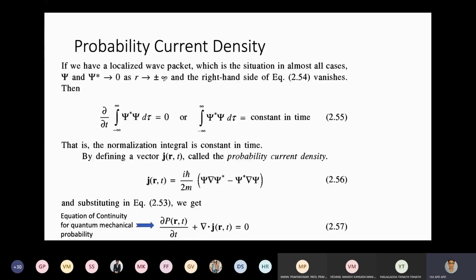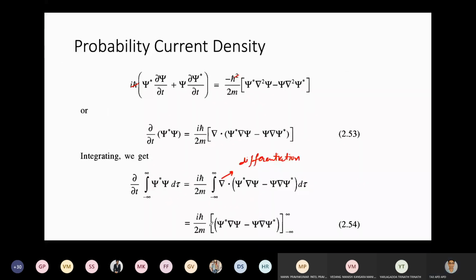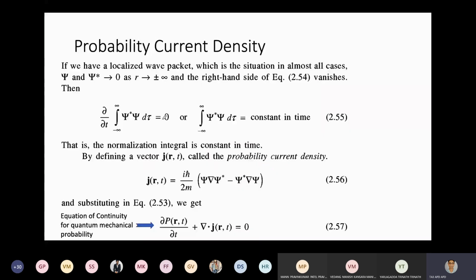If this is going to be equal to 0, then this term, what will it become? It will become constant. del by del t of this whole term is going to be, because that is equal to 0, so this whole term is going to be equal to constant in time. Okay, so this is nothing but saying that your normalization integral is constant in time. This is your normalization integral that we saw earlier.